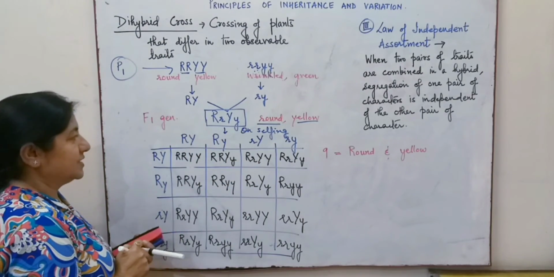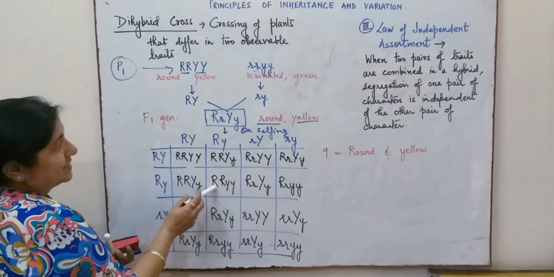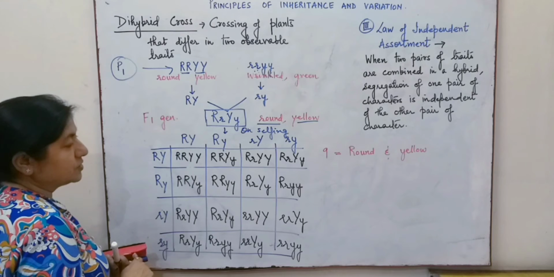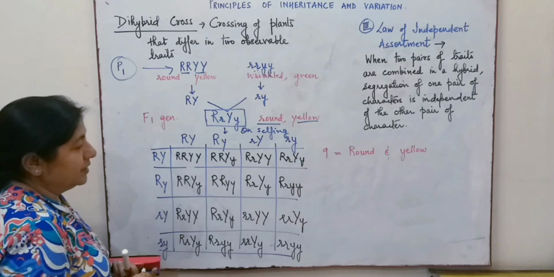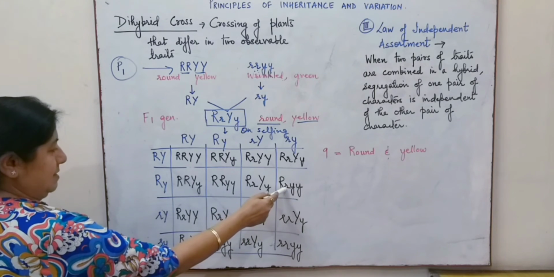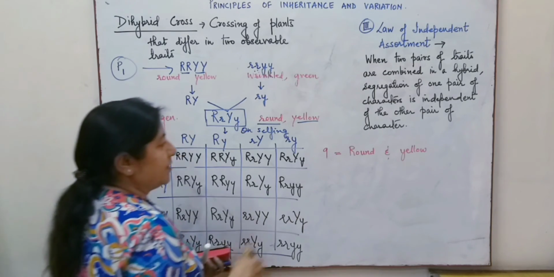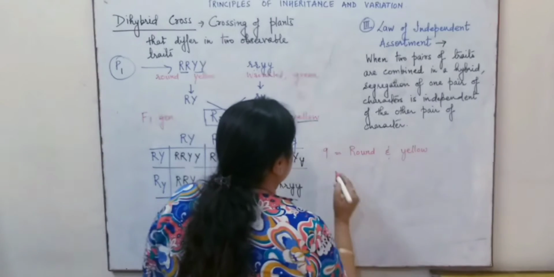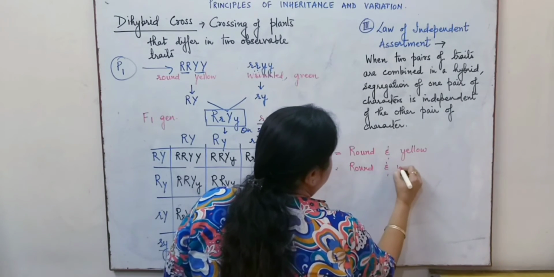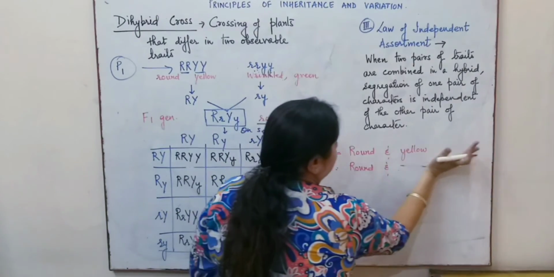Coming to the next, we see that this is round and y is for green. So we see round and green. So let us focus on capital R and small y. So we find 1 over here, 2nd over here, and 3rd over here. So there are 3 round and green.